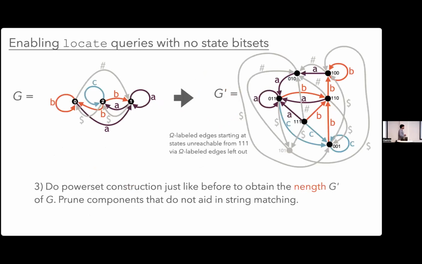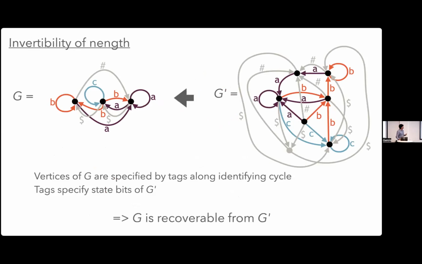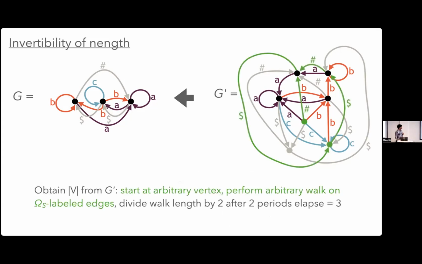Now, do the power set construction just like before to obtain what we call the nth G prime of G. You can prune components that don't aid in string matching, but I don't want you to worry about that. Instead, I want you to understand conceptually that this transform, this nth, is invertible, because the vertices of G are specified by those tags along the identifying cycle, and you can discern states from these tags. The tags specify state bits, these bit sets of G prime. And I'll walk you through how to recover this graph G from G prime in the following slides.